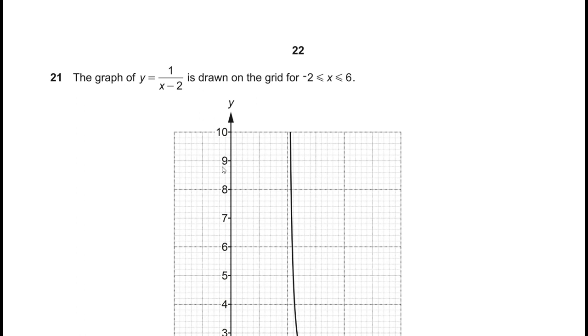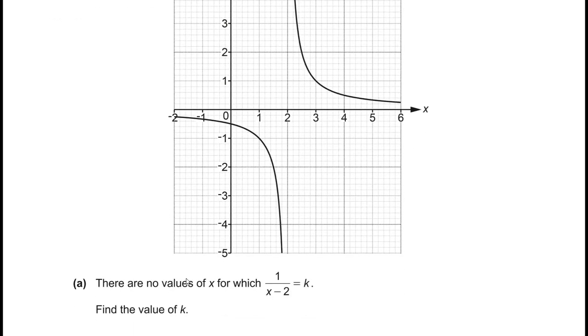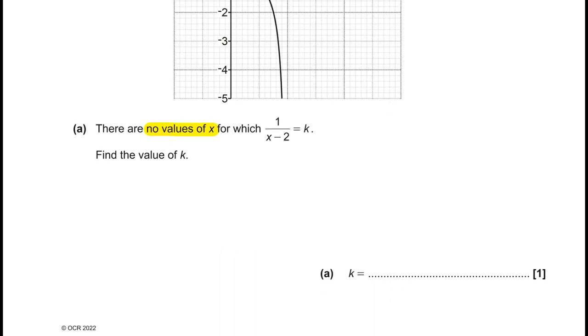Question number 21. The graph of y equals 1 over x minus 2 is drawn on the grid for minus 2 to 6, as we see here. For part A, there are no values of x for which 1 over x minus 2 equals k. We have to find the value of k. Well, clearly, that value for which there are no values of x will be along the x-axis. In other words, that's when k equals 0.